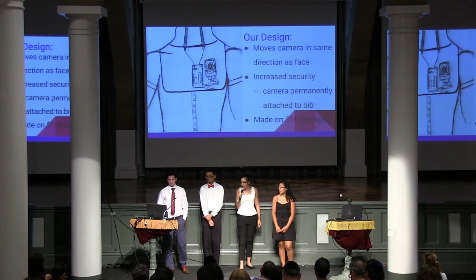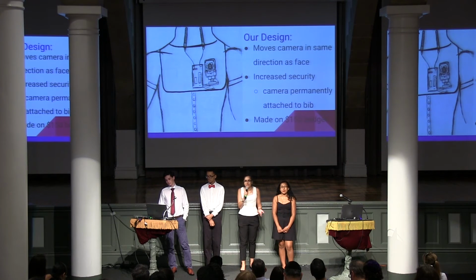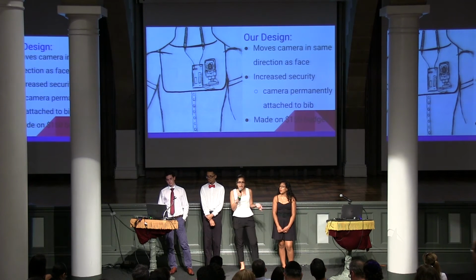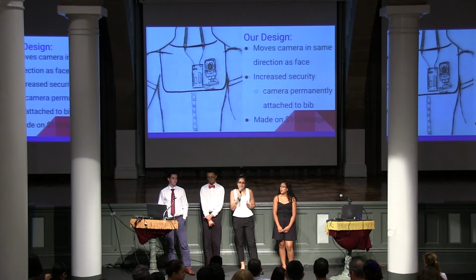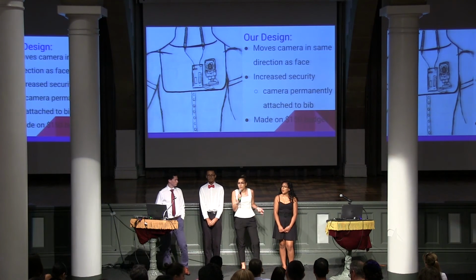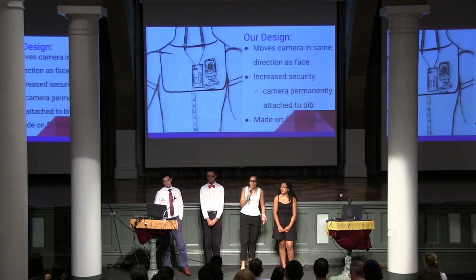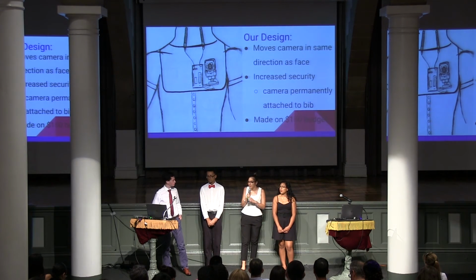So this is our design. It would move in the same direction as the police officer's neck would move, so that it would see what's actually going on, because at times it won't see the whole crime scene itself. And with it being attached to the police officer, it won't fall off as easily. We want to make it on a budget of $150 so that units don't have to pay so much money just to get a simple camera.